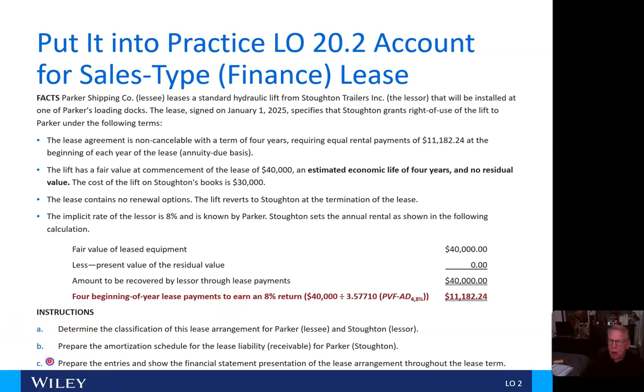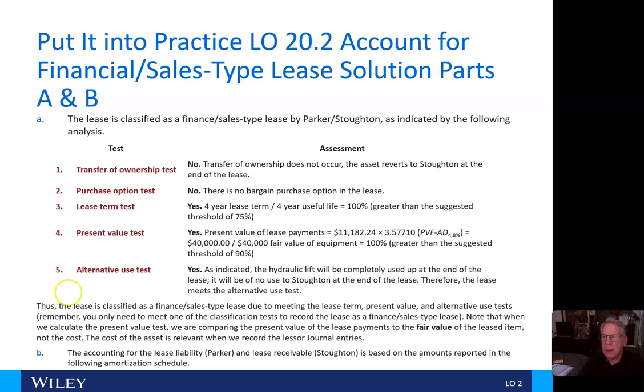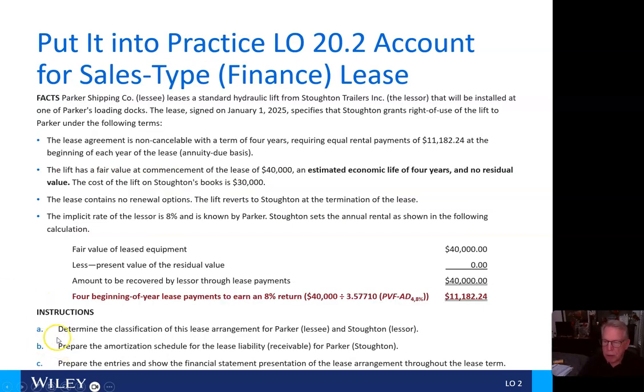And then finally, Charlie, prepare the entries and show the financial statement presentation of the lease arrangement through the lease term. Okay, let's look at A. Alpha, determine the classification of this lease arrangement for Parker the lessee and Stroughton the lessor.